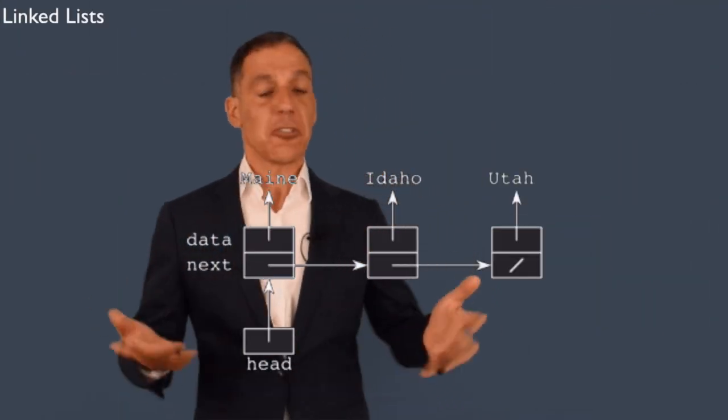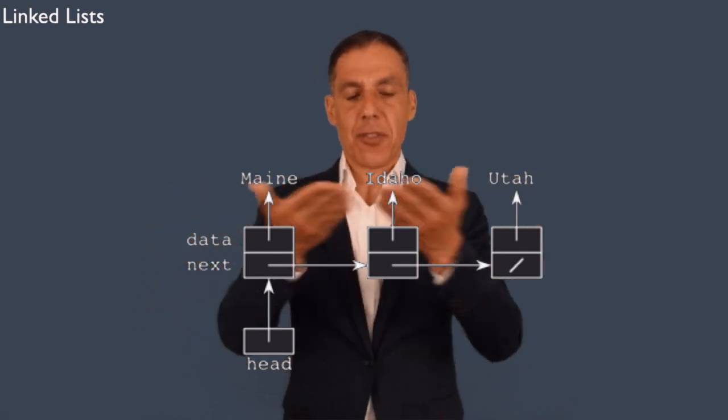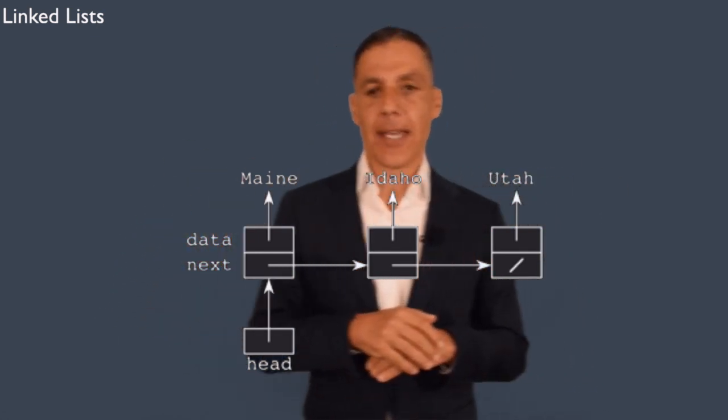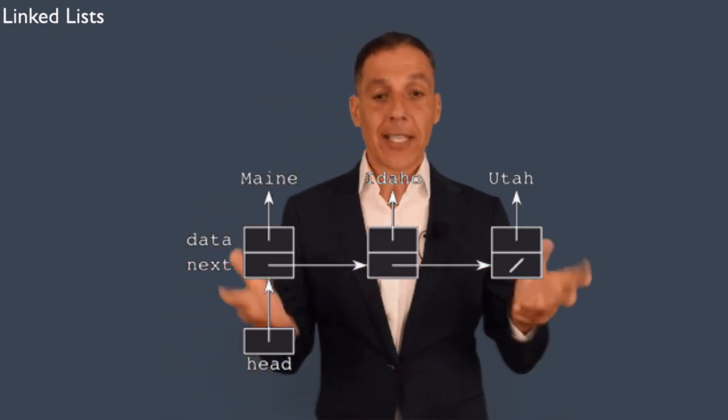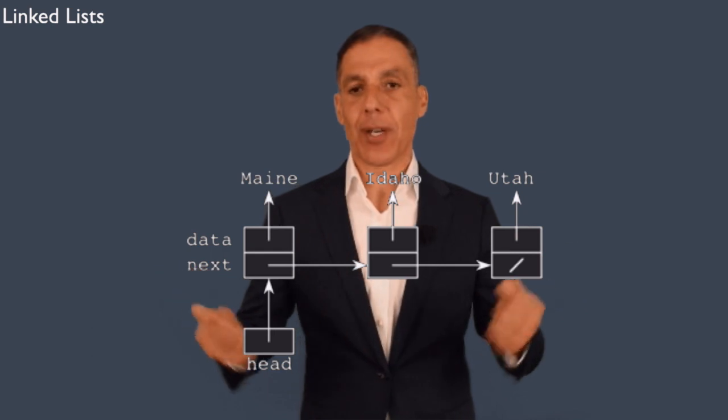Welcome back. Let's now start talking about linked lists. So linked lists, like lists, store a bunch of data. So here's a linked list where I'm storing 3 pieces of data, the name of 3 states, Maine, Idaho, and Utah. And like a list, it's just storing a bunch of information together in one data structure.